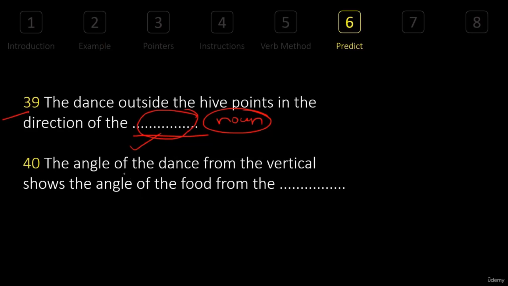Again, second one: the angle of the dance from the vertical shows the angle of the food from the blank. So you have to search for the angle of the food from something. Again, it is a noun. Sometimes the answer is definitely a verb. Sometimes the answer is definitely an adjective.